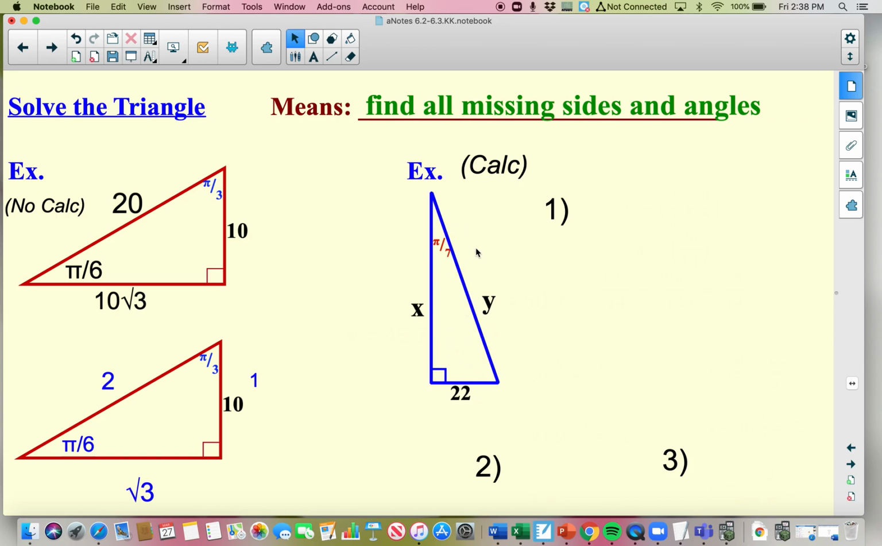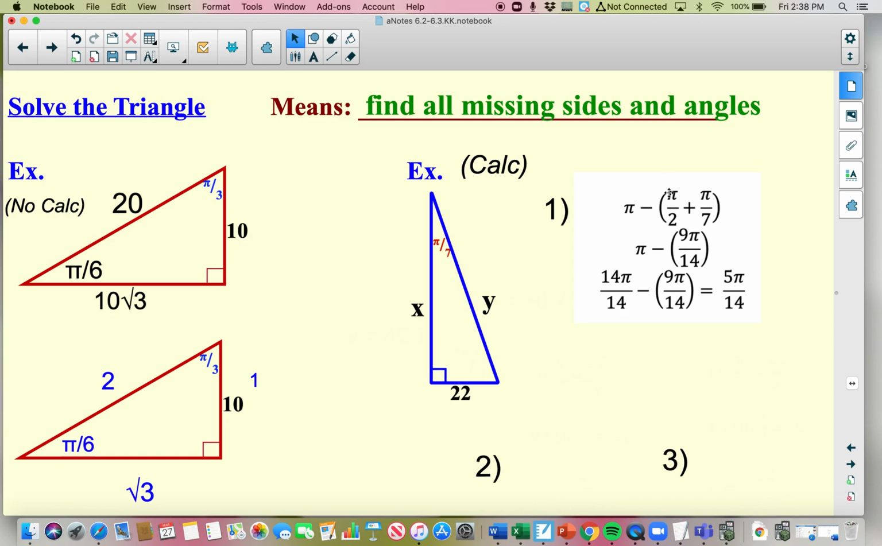Okay, so if you look at this triangle, you're given pi over 7 as one angle, 90 degrees, which is pi over 2. So to find the missing angle, you know that the three angles have to add up to 180, but in radians, that's pi. So if I take pi, which is 180 degrees, and I subtract the 90, pi over 2, and subtract the pi over 7, that should give me my third angle.